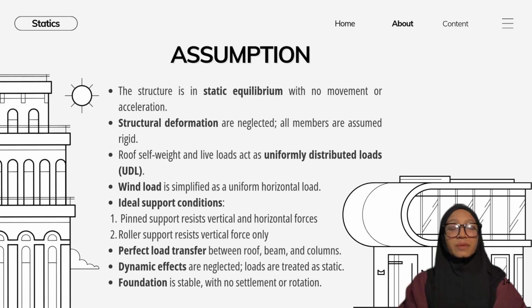In terms of support conditions, ideal supports are assumed. A pin support is considered capable of resisting both vertical and horizontal forces, while a roller support resists only vertical force. Load transfer between the roof, beam, and columns is assumed to be perfect, with no loss of force. Dynamic effects such as vibration or impact are neglected, as all loads are treated as static. In addition, the foundation is assumed to be completely stable, with no settlement or rotation occurring.